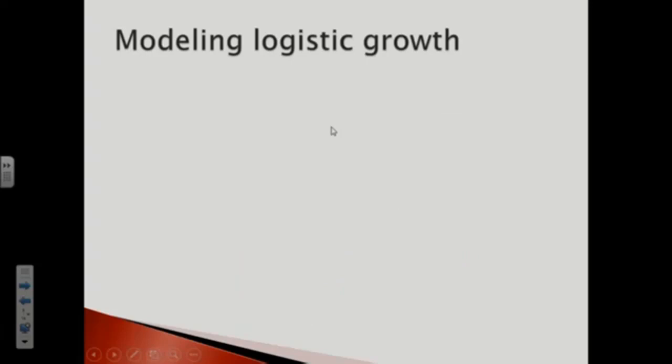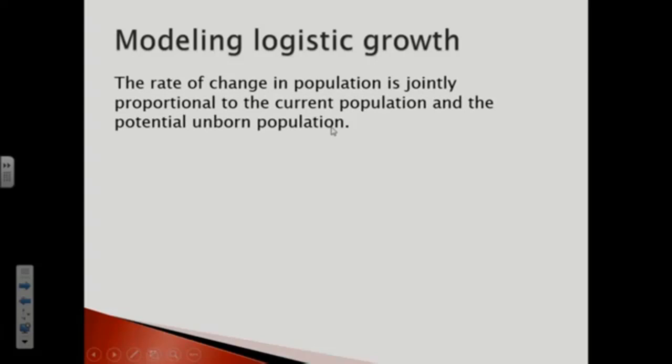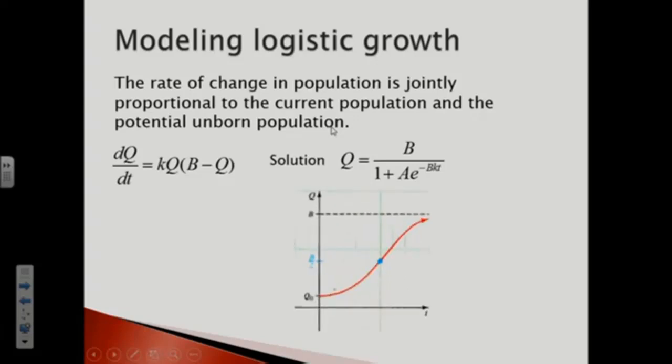However, there often comes a time when the environment begins to restrict the further expansion of the colony. In this case, the rate of change of the population is proportional to not only the current population but also the potential unborn population. Let B be the carrying capacity of the species. Then dQ/dt = kQ(B - Q). This is called a logistic equation, and the solution is Q = B/(1 + A e^(-Bkt)). The graph of this solution is shown in the figure.